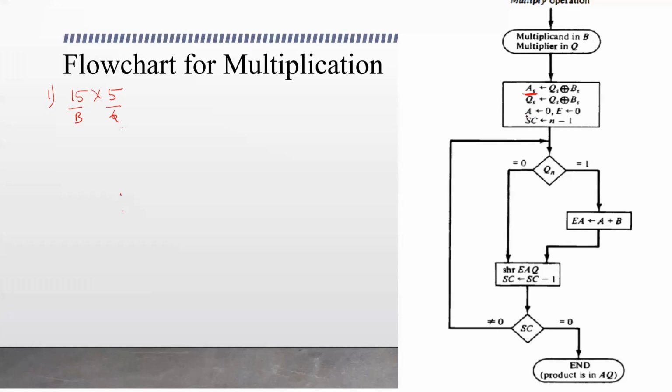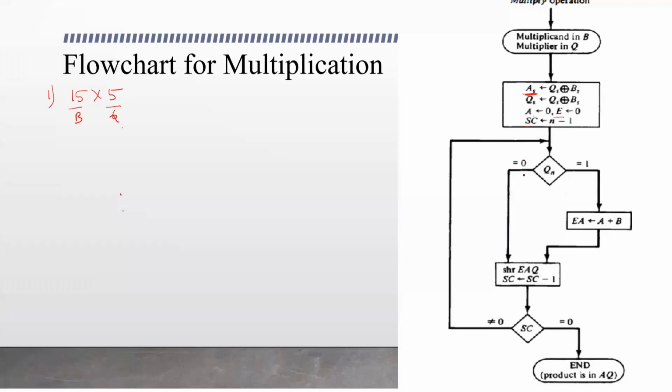Then A is initialized to 0, and E is 0; E is the carry. SC is to keep a count of how many times we need to repeat this process. Initially it will be set to the value of n, the number of bits in the multiplier. Every time we check Qn, the least significant bit of the multiplier, and if it is 1, we perform addition. We add B to A because multiplication is implemented as repeated addition, right?